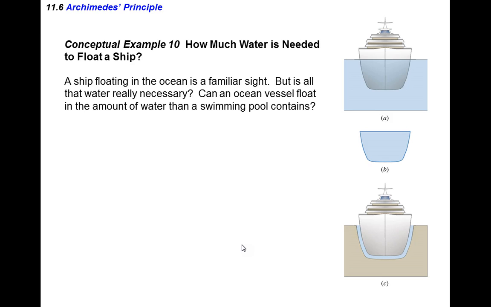All right, how much water is needed to float a ship? Well, really just a monolayer of water molecules around it. It's not the water that's important, it's the water that is being displaced.